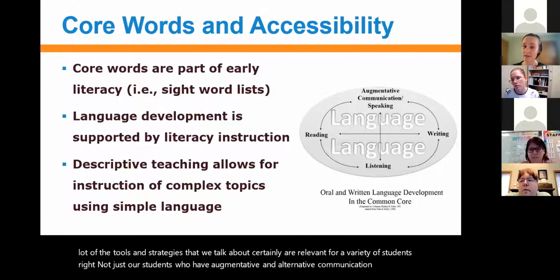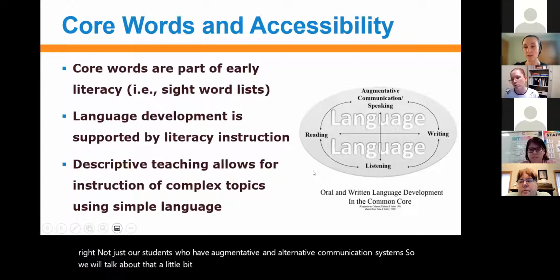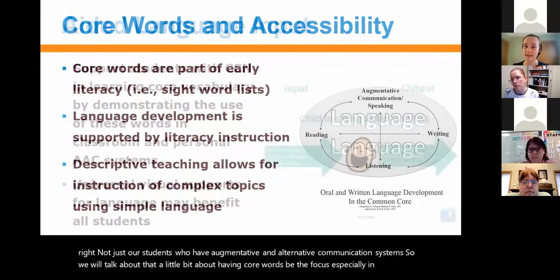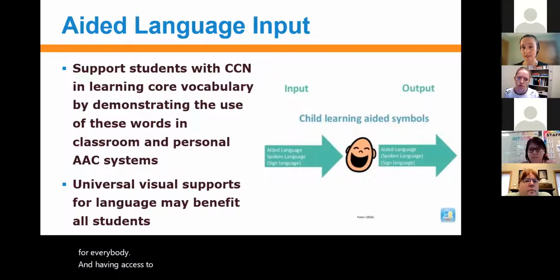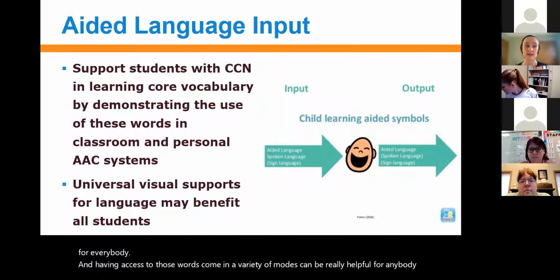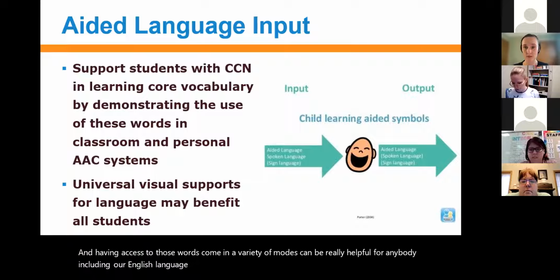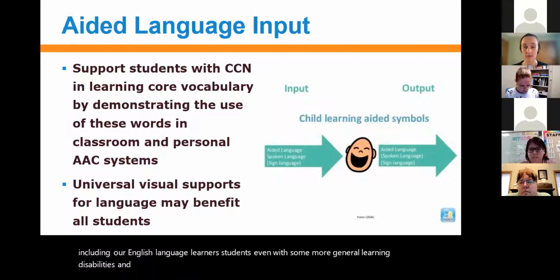So we will talk about that a little bit, about having core words be the focus, especially in early grades for everybody. And having access to those words in a variety of modes can be really helpful for anybody, including our English language learners, students even with some more general learning disabilities and language delays and things like that. So absolutely.